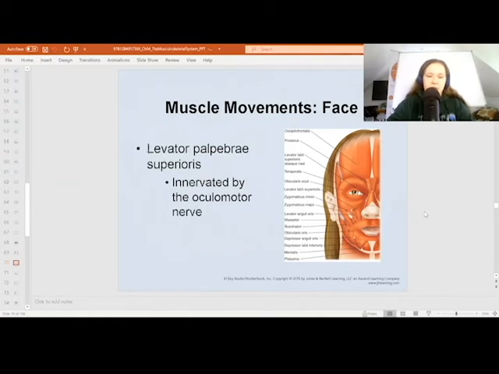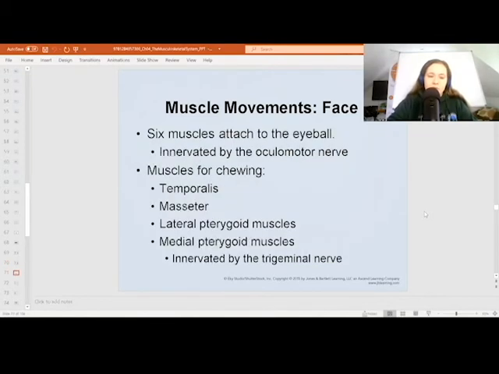The levator palpebrae superioris is innervated by the oculomotor nerve. We've got 6 muscles attached to the eyeball, innervated by the oculomotor nerve. Muscles for chewing: temporalis, masseter, lateral pterygoid muscles, and medial pterygoid muscles, innervated by the trigeminal nerve.